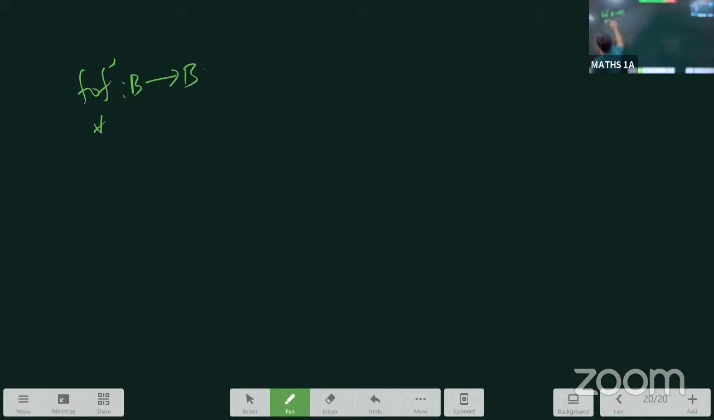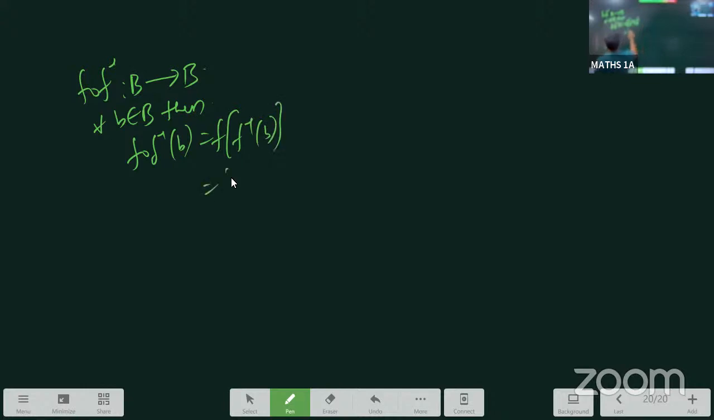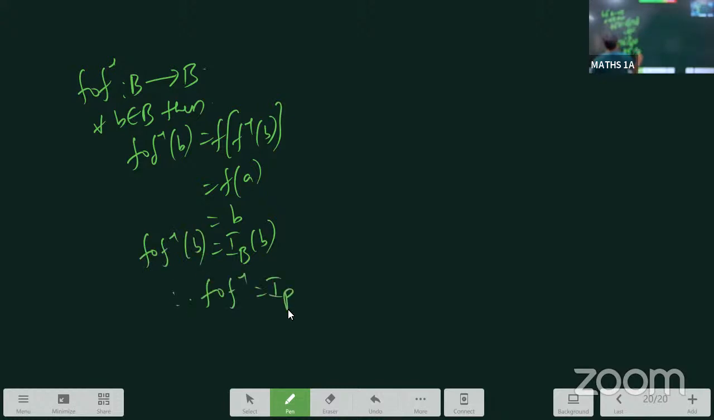For every b belongs to B, its image F circle F inverse of b is F of F inverse of b. What is F inverse of b? It is a. What is F of a? It is b, and b I can write as IB of b. Is it clear? Therefore, F circle F inverse is IB.